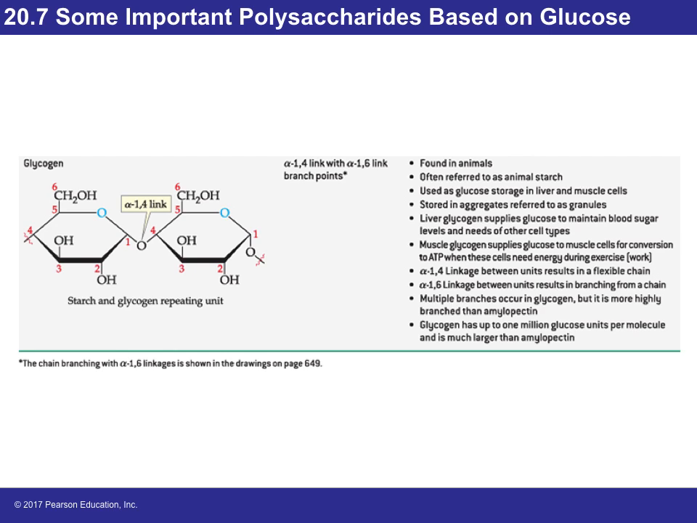Of course, extremely important for the making of energy for human is glycogen, which is the storage of the glucose. So we find those in animal. Well, sometimes we say it's animal starch. It's the glucose storage in the liver and muscle cells. And it's very important because it's going to go back and forth. And we're going to see this with the next chapter on carbohydrate metabolism.